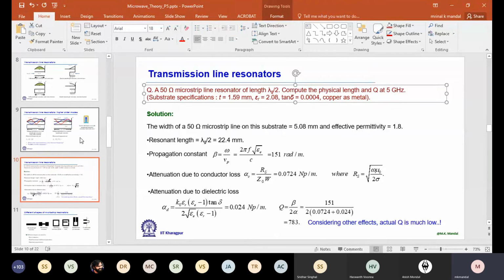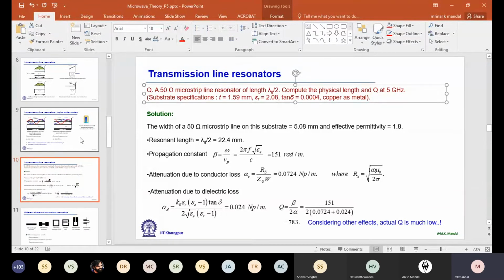So here basically we have to use the formula which we did not derive, but we just mentioned, closed form expressions for different losses, alpha C, alpha D, and so on. So first we find out what is the resonant length. It is a half wavelength resonator, lambda g by 2. So you calculate then lambda g. Well, how to calculate lambda g for microstrip line?